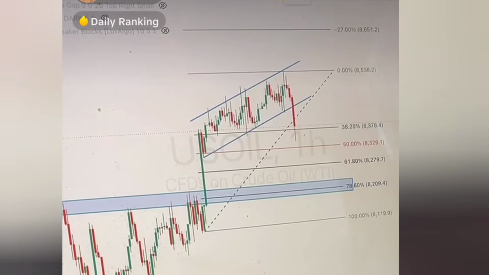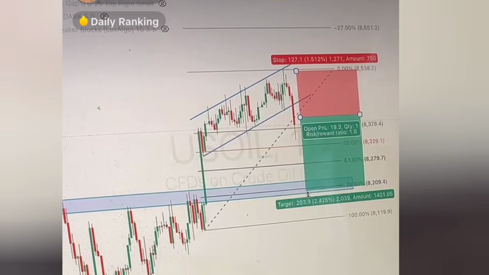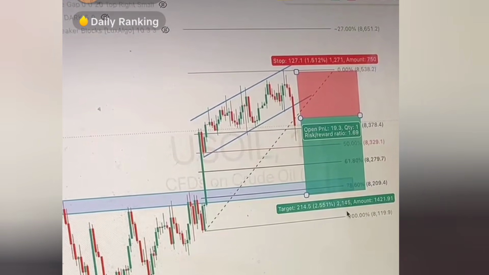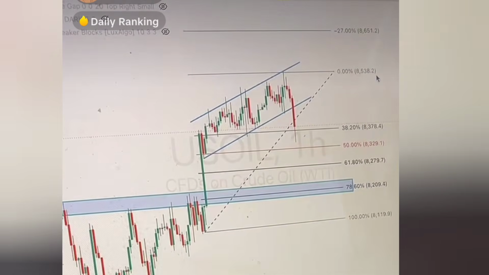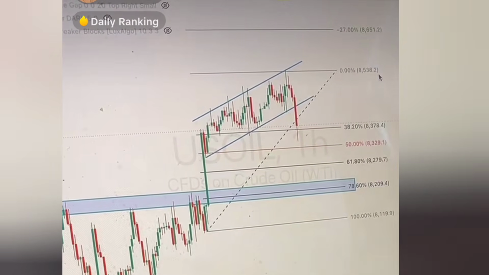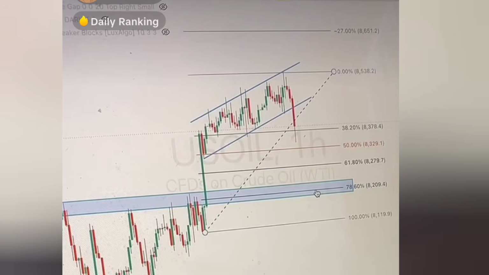So if you are selling from here, for example, since the market has broken out and you are selling from there, your take profit will be where? 78. That's 214 pips. That's 214 pips take profit right there. So that is why even the Fibonacci retracement can be used for take profit, not just for entry. Because once the price drops all the way down to 78 again, it becomes a bargain again.